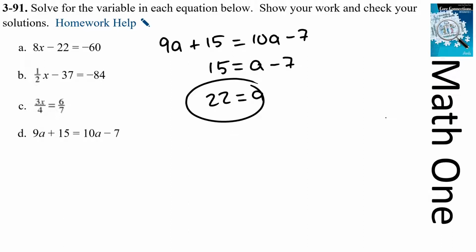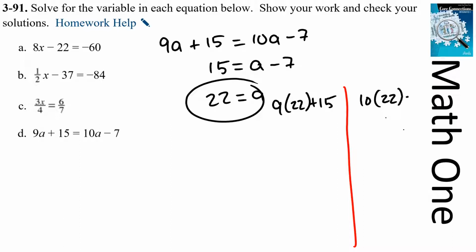And I can take that value and plug it back in. Again, now I really have a different left and right side. On the one side, I've got 9 times 22, and I'm going to add 15 to that. On the other side, I have 10 times 22, and I'm going to subtract 7 from that. 9 times 22 is 198, and then if I add 15 to that, I get 213. On the other side, 10 times 22 is 220, and then if I subtract 7 from that, I do indeed get 213.